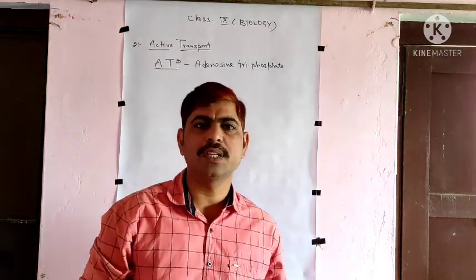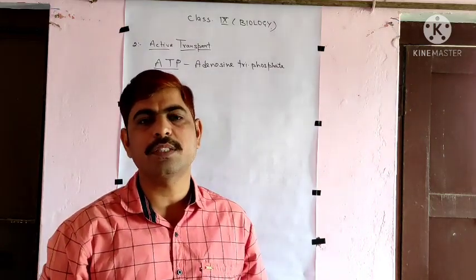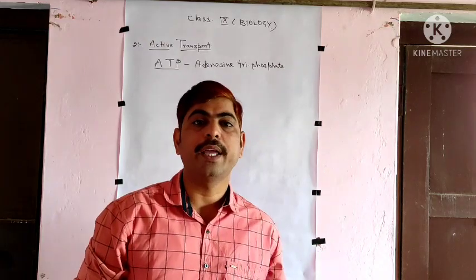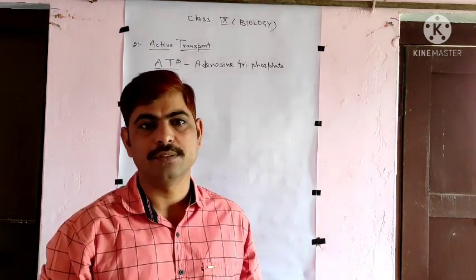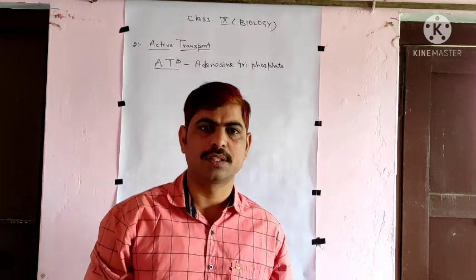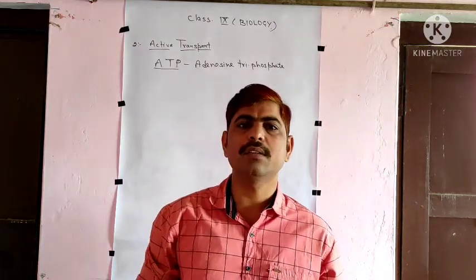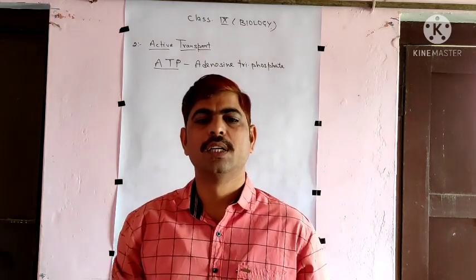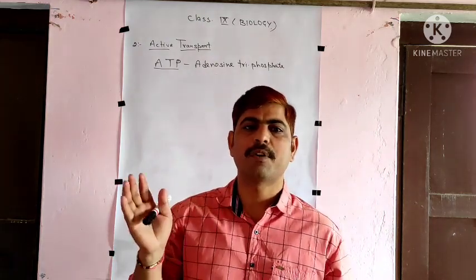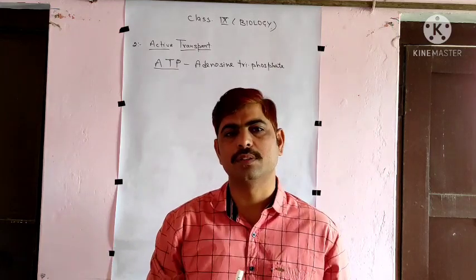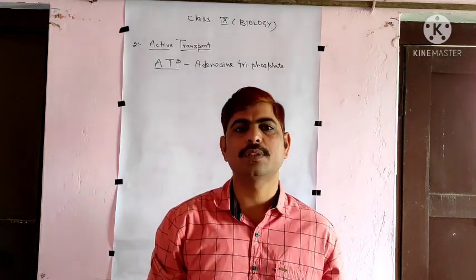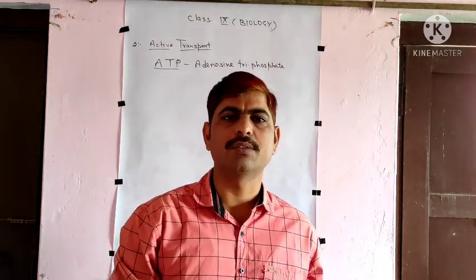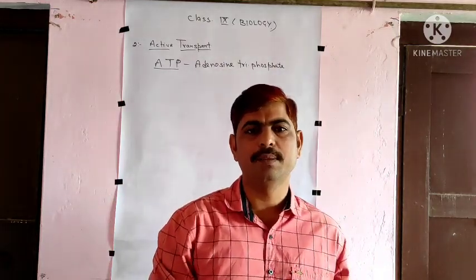Why is there a need of energy to transfer the material across the plasma membrane? Because it happens against the concentration gradient. Against the concentration gradient means it is generally low to high, while in osmosis, in passive transport, the transfer occurs from higher concentration to lower concentration. But here it is opposite, against the concentration gradient, means low to high across the plasma membrane.